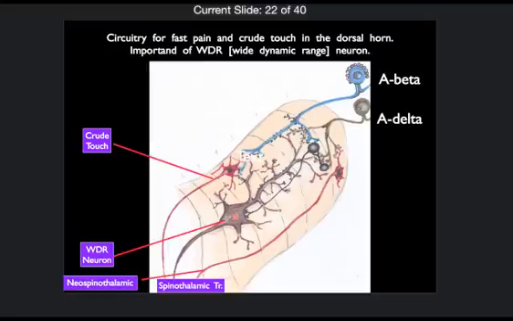And then we have an A beta. A beta is fast, and it has to do with cutaneous input. It can be Pacinian corpuscles between the lower end of the dermis, and that tells us when our skin is moving, or a Meissner's corpuscle, or a Ruffini's, or Merkel's, and these things will tell one about if the skin is being touched. It's very accurate, and these two come in, and they enter lamina 1.